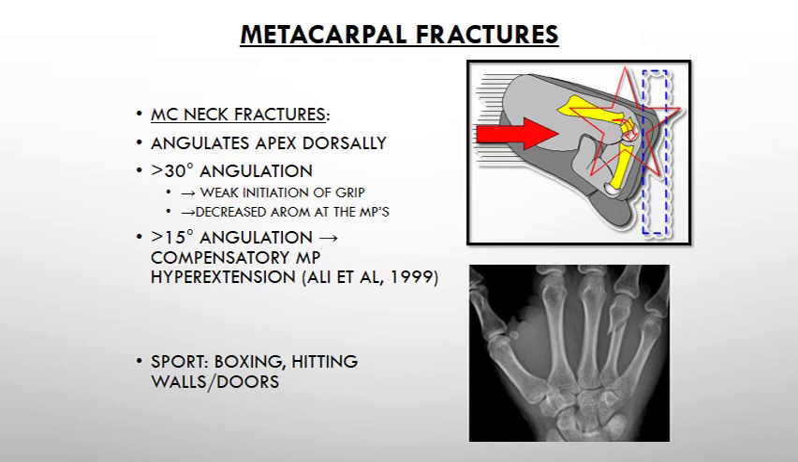Metacarpal fractures. So the metacarpal fractures are normally classified by where and what type of fracture it is. So the pattern: is it a transverse, is it an oblique, is it a spiral fracture pattern, and then also where exactly in the metacarpal bone has the fracture occurred. Is it in the metacarpal neck, most distally? Is it on the head?